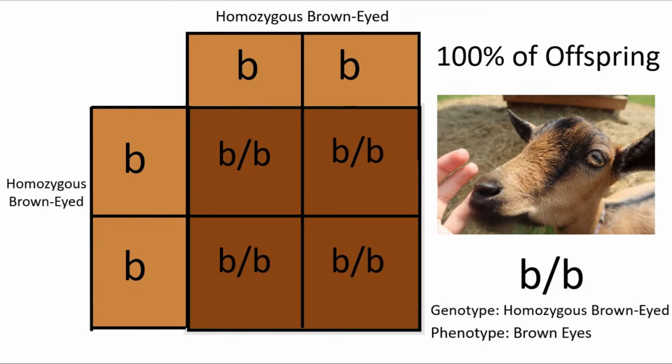The first pairing is brown-eyed x brown-eyed. Both parents are homozygous for the brown-eyed allele. Because brown eyes are recessive to blue eyes, if a goat has brown eyes, you automatically know he or she cannot pass the blue-eyed gene. This pairing will produce 100% brown-eyed offspring. The genotype of all kids from this pairing is the same as the parents, lowercase b/lowercase b.